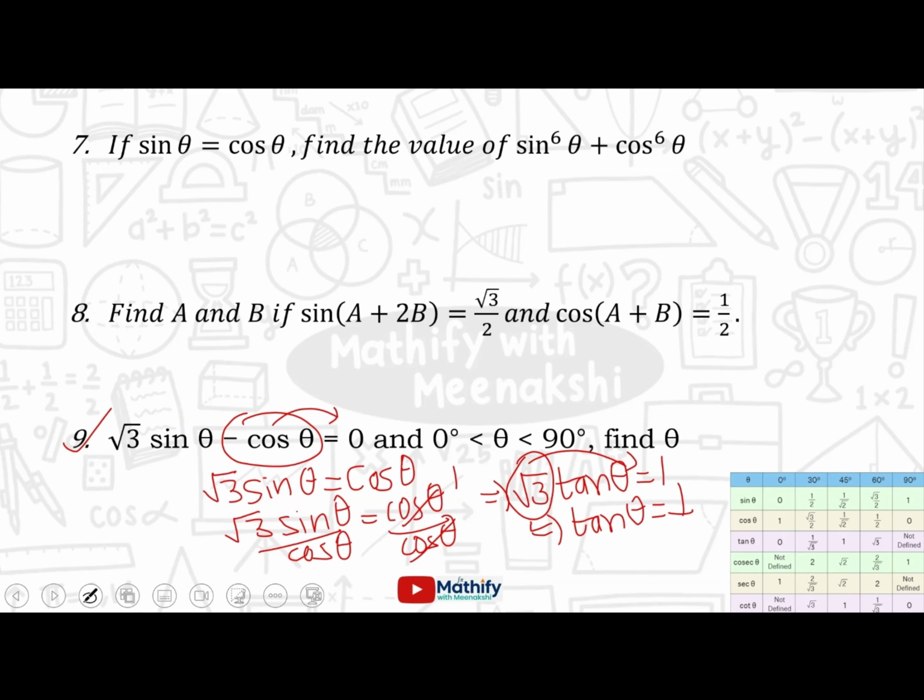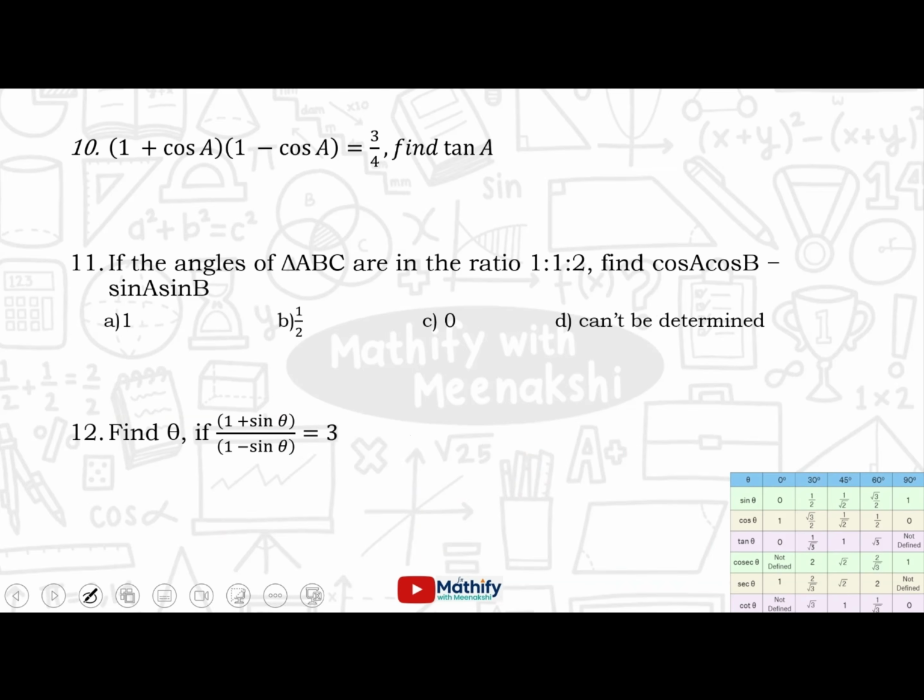And now just check. When your tan theta is 1 by root 3, it's at 30 degree. You can write this as tan 30 degree. That means your theta is 30 degree. That's your answer. Let's move to next question.